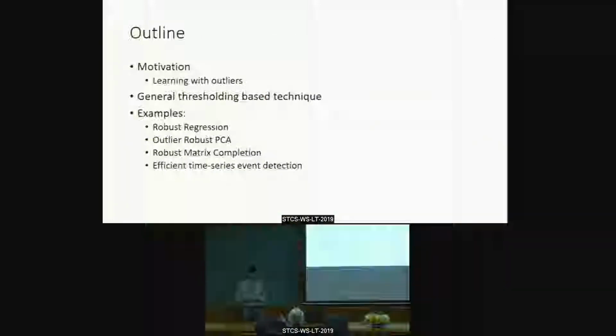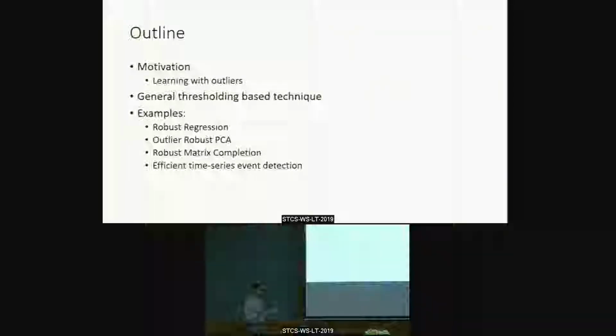This talk is about learning with outliers. That is, suppose our training data has a bunch of outliers. How do we still learn a machine learning model that has good generalization performance? And for this problem, we'll be following a very simple and general technique that is based on thresholding.